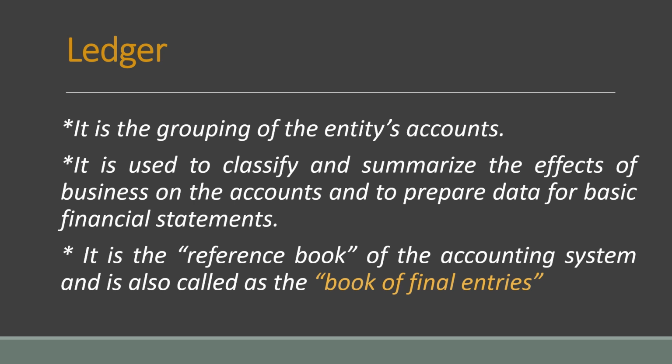So the second book of accounts that we use in accounting is called ledger. And ledger do have two types. This is called general ledger and the one is called special ledgers. So ledgers is referred to as the groupings of the entity's accounts. So the major use of this book of accounts is to classify and summarize the effects of business on the accounts and to prepare data for the preparations of financial statement.